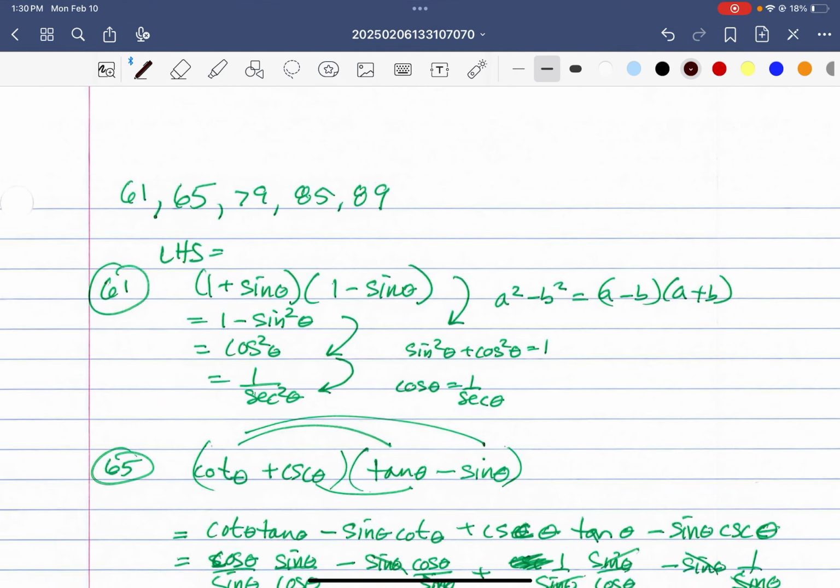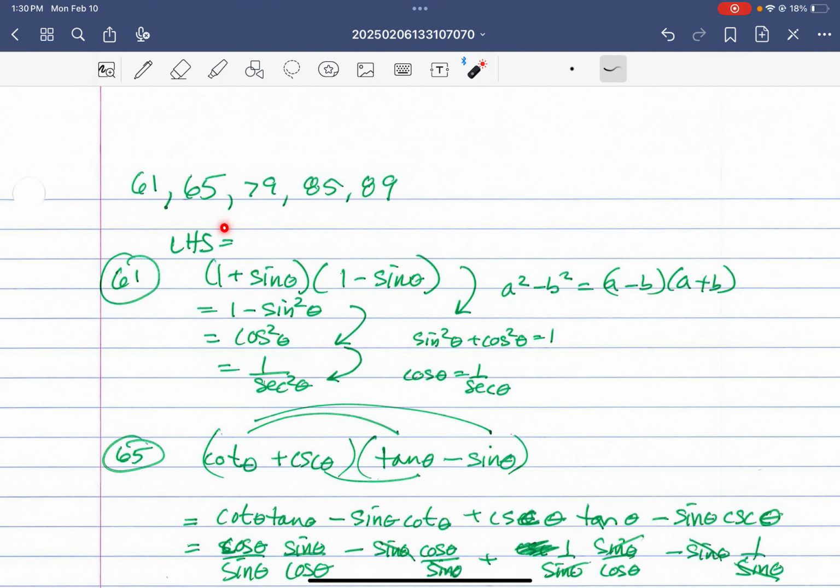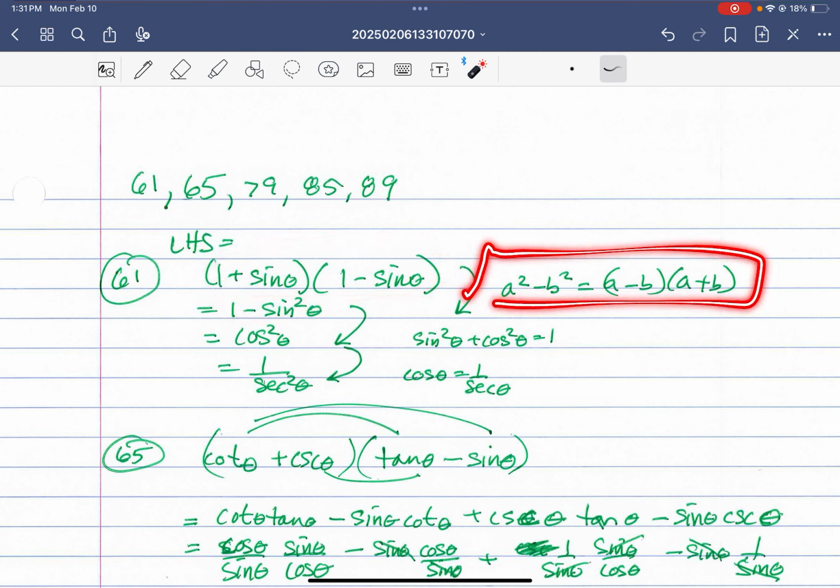Okay. So first, when we are proving these, really what we're doing is I'm showing that this simplifies into this. You have to start with one side and work your way to the other. So I'm going to start with this, and when I multiply it out, I get this because I know that a squared minus b squared equals a minus b, a plus b.